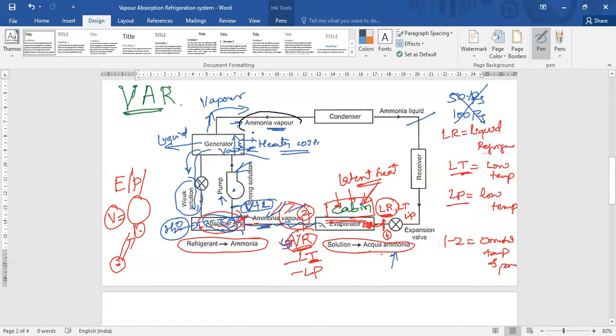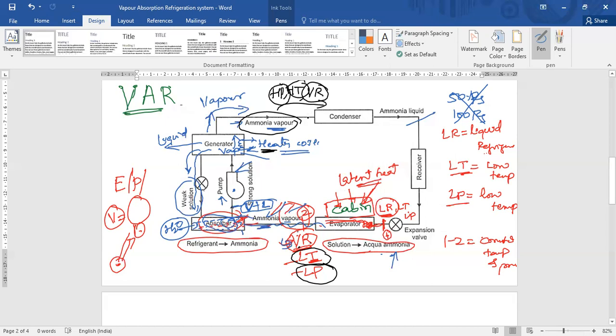Next, this ammonia vapor enters into the condenser. Now you can say that this is high temperature vapor refrigerant and high pressure refrigerant, because you have used the pump. With the help of the pump, the pressure increases. So that is the reason the low pressure refrigerant becomes high pressure, and low temperature becomes high temperature because of the heating coil. Here it is a vapor refrigerant, and here it is also vapor. So there is no change in the phase, only the temperature changes.